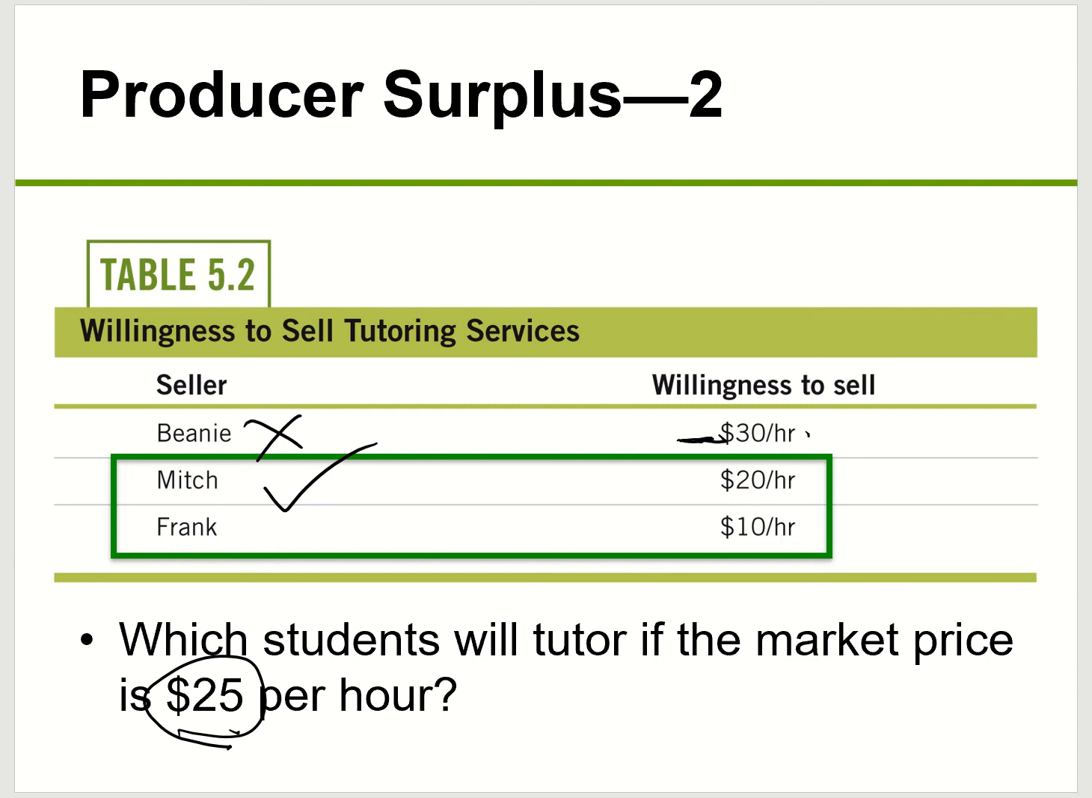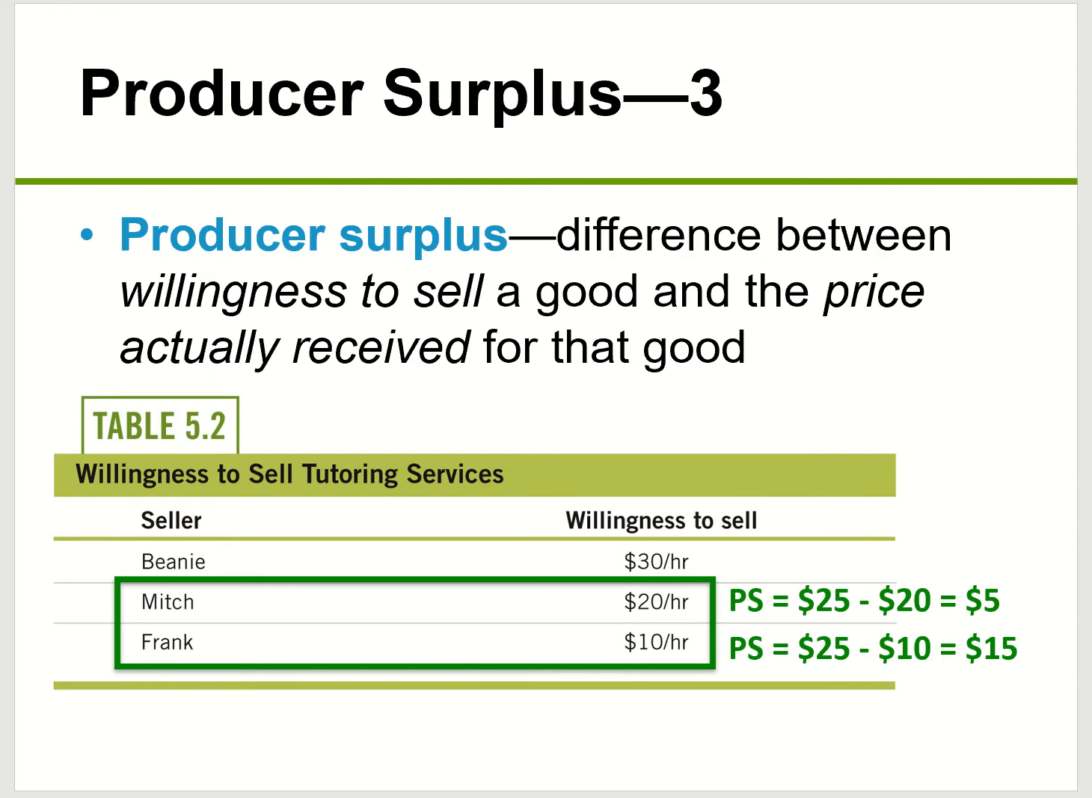That's his cost. Price for the service is $25, so he'll make a profit. So Frank will also sell. So whenever the price is more than the willingness to sell, producer will sell this good. So that's where the producer surplus will come from. So for producer surplus, it's your willingness to sell, WTS, minus the price of the good. That's your producer surplus. So for Beanie, he will have no producer surplus because he didn't sell.